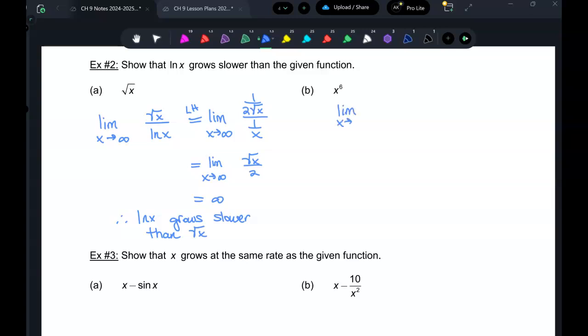Again, we want to show that natural log of x grows slower than x to the 6. What do you think is going to happen with any polynomial? Let's put x to the 6 on the top. Which one do we want to put on the top? Again, it makes no difference. You just have to decide whether you want to get 0 or infinity. I like getting infinity. Then we'll put the x to the 6 on the bottom, or on the top, excuse me.